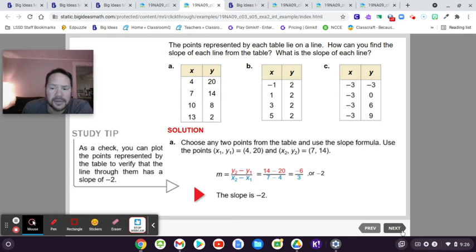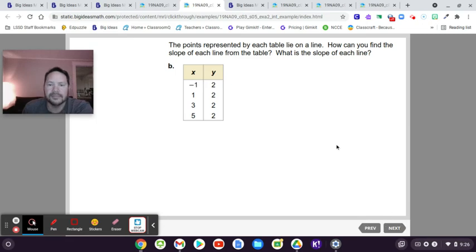Oh, look at all these extra things they're throwing in here. Oh yeah, and you can also plot these points on a graph to make sure that the slope is indeed -2. All right, so take a look at B. See if you can calculate the slope for B.